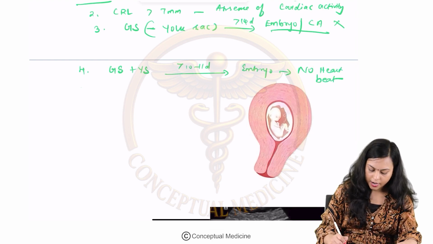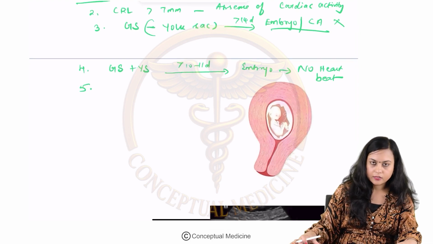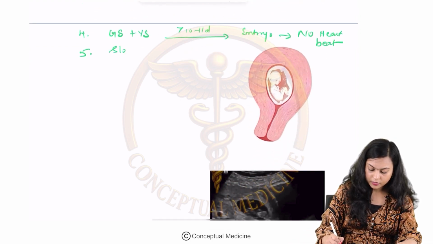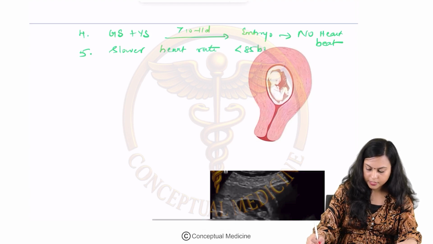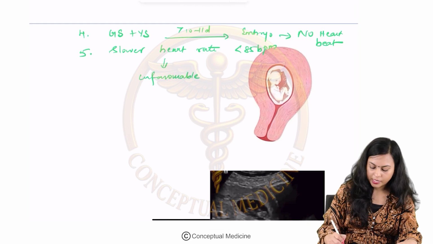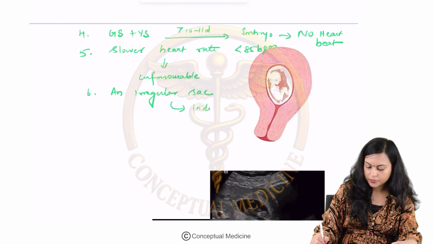Clear? And another thing is, even a slower heart rate, that is less than 85 beats per minute, is said to be unfavorable for a good pregnancy. And sometimes an irregular sac can even indicate loss.